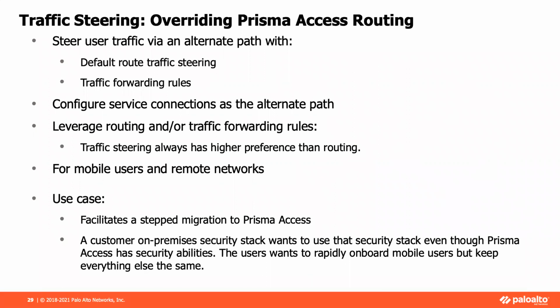And hopefully you learned some of the options and some of the use cases and some of the reasons why you may want to choose one over the other. But by far, the most prolific use case is static routing, down service connections for remote users and mobile users, down a service connection to a data center, and everything else just goes straight out to the internet through Prisma Access, flowing through a security processing node. That is the most common.